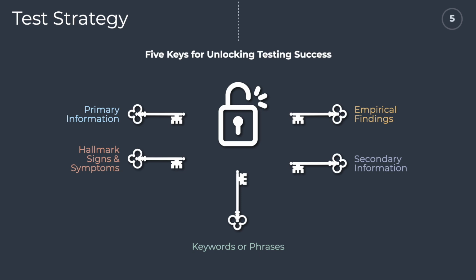Not all of these keys are found in every question. Some questions only have 1 or 2 keys, but identifying these 5 elements when present will assist you in coming to the correct answer. The first key is primary information. This is information that you should be focusing on. It is related to the immediate emergency. It can be the chief complaint or specifics about the medical history that raise suspicions of a particular diagnosis.